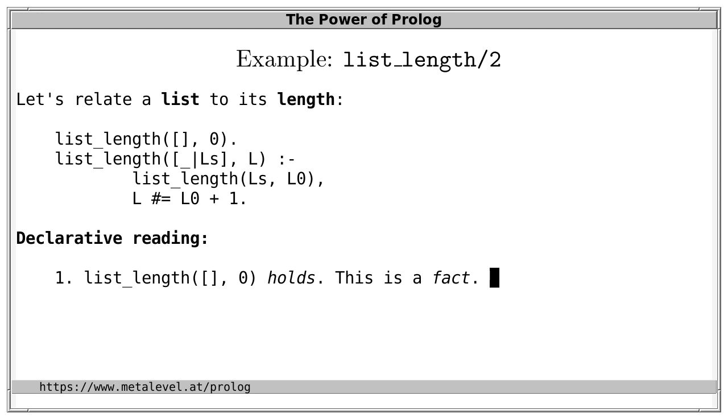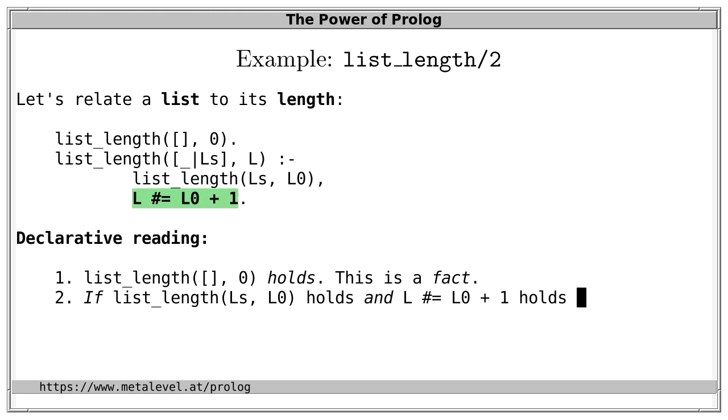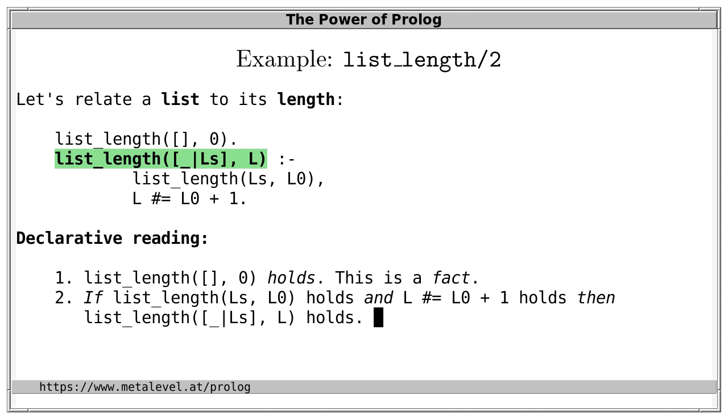And we can read the second clause as an implication. If list_length holds for Ls and L0, and, so the comma here denotes the built-in predicate conjunction and is read as "and", L is equal to L0 plus 1 holds, that is, if L is the arithmetic result of L0 plus 1, then, so colon-dash is meant to denote an arrow from right to left, list_length holds for these arguments. So this second clause has a head and a body, where body implies head, and this is called a rule. So we've now read the program in terms of what holds and what follows from what.